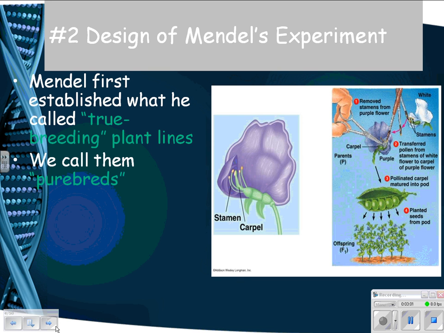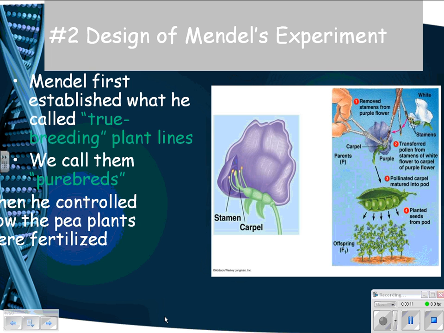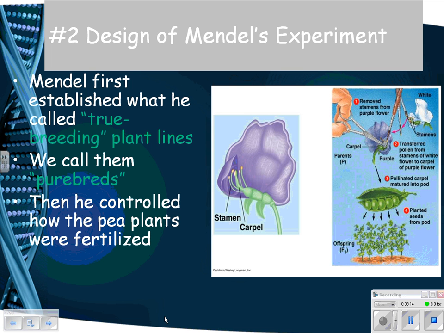Now this was important, and the reason why was because if you didn't do this, then he wouldn't know for sure that his experiments were successful. They wouldn't be controlled. Then he controlled how the pea plants were fertilized. He developed cross-pollination. So what that means is when you take the pollen from one plant, for example, this white pea plant, he transferred it using a little paintbrush to the carpel of another pea plant. That's called cross-pollination.